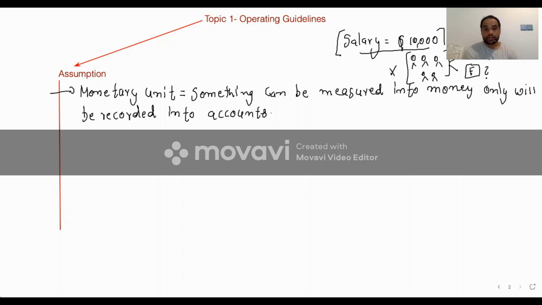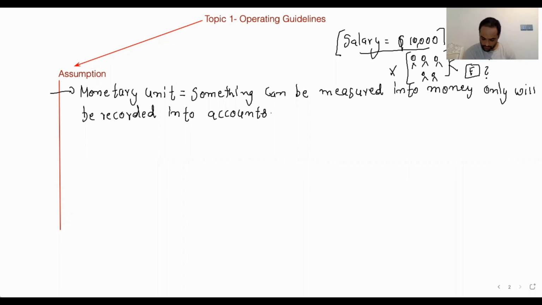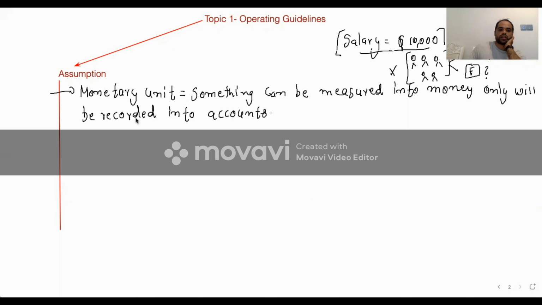So now is that okay? Monetary units? Yes. Okay, so let's move on to the next assumptions. Next assumption is a business entity assumption.